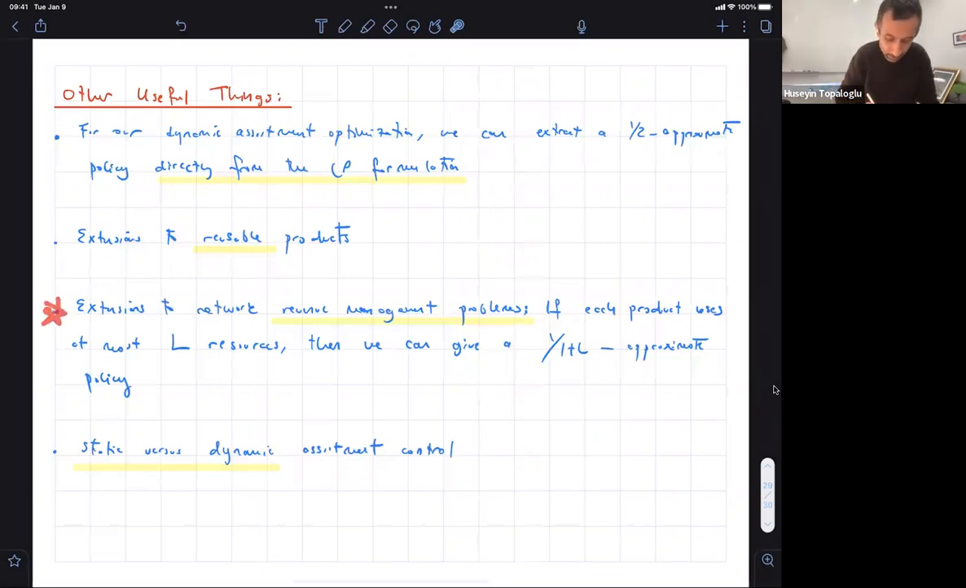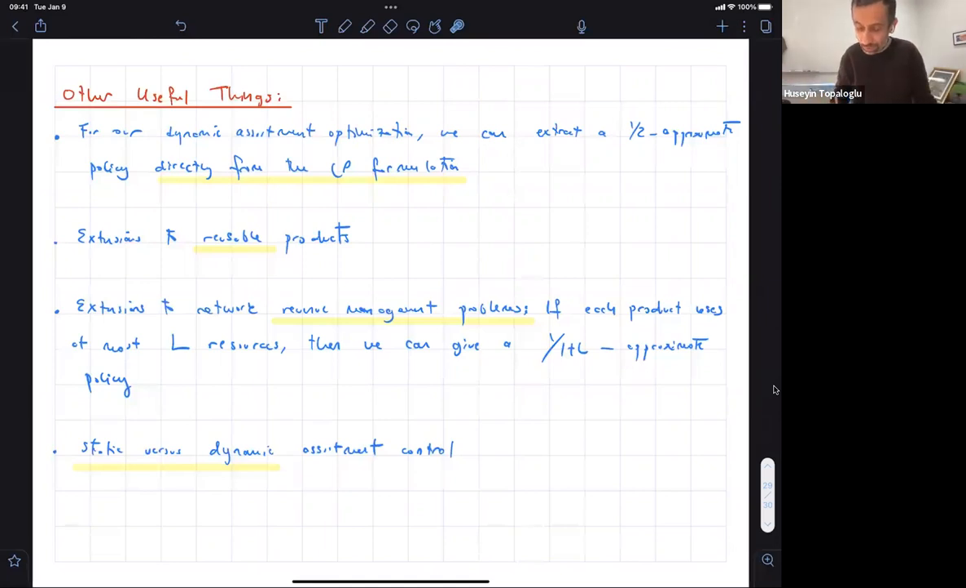This is an extension that I'm quite happy with. You can extend all these ideas to the network case. Here, if a customer purchased a product, you only consume the inventory of that product. But these ideas extend to the network revenue management case as well. When a customer purchases a product, he consumes the inventory of multiple resources.